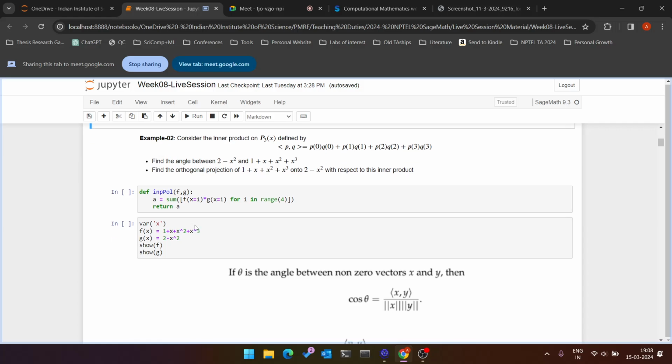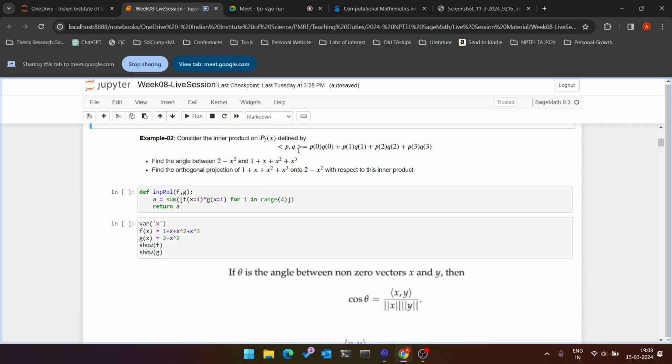Okay, we move on to the second example. Here we have been asked to consider an inner product on P3 of x, which is defined by the inner product of P, Q being P of 0 into Q of 0 plus P of 1 into Q of 1 plus P of 2 into Q of 2 plus P of 3 into Q of 3. So at x equal to 0, 1, 2, 3, we evaluate the polynomials P and Q, multiply them and sum up the answers to calculate the inner product.